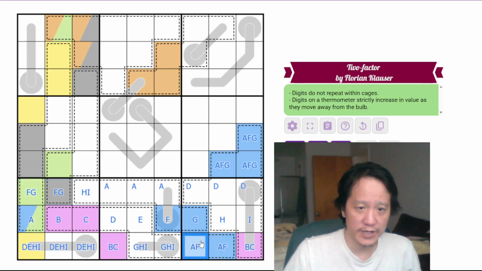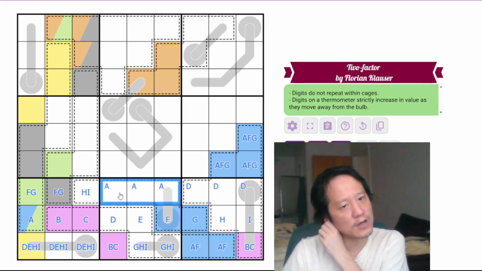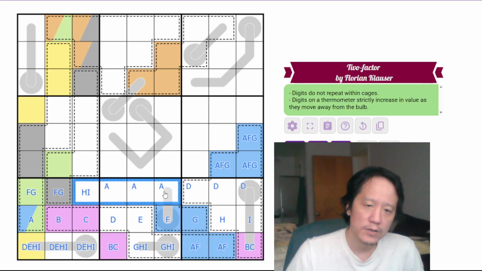Right, this must match here. F cannot, where is F? So A and, okay, so where are these digits in row 8? They can't be here, they can't be here. They must match these. So this is A and F. We're just marking it regularly. So A and F must match these two. That's A and F. A has to be here. F is here. F cannot be here.